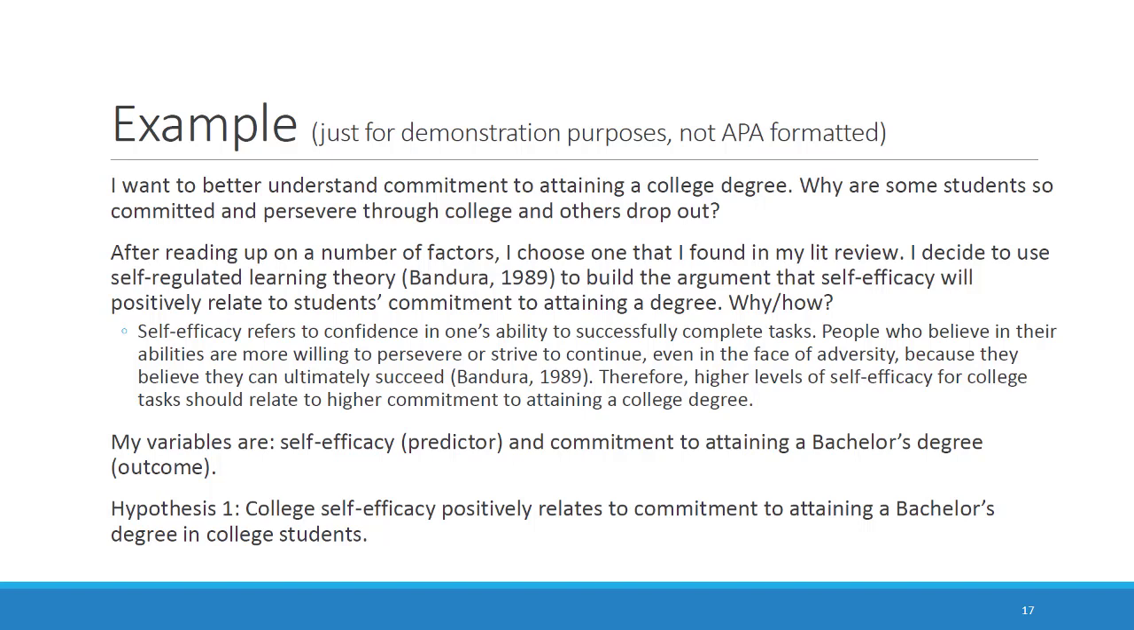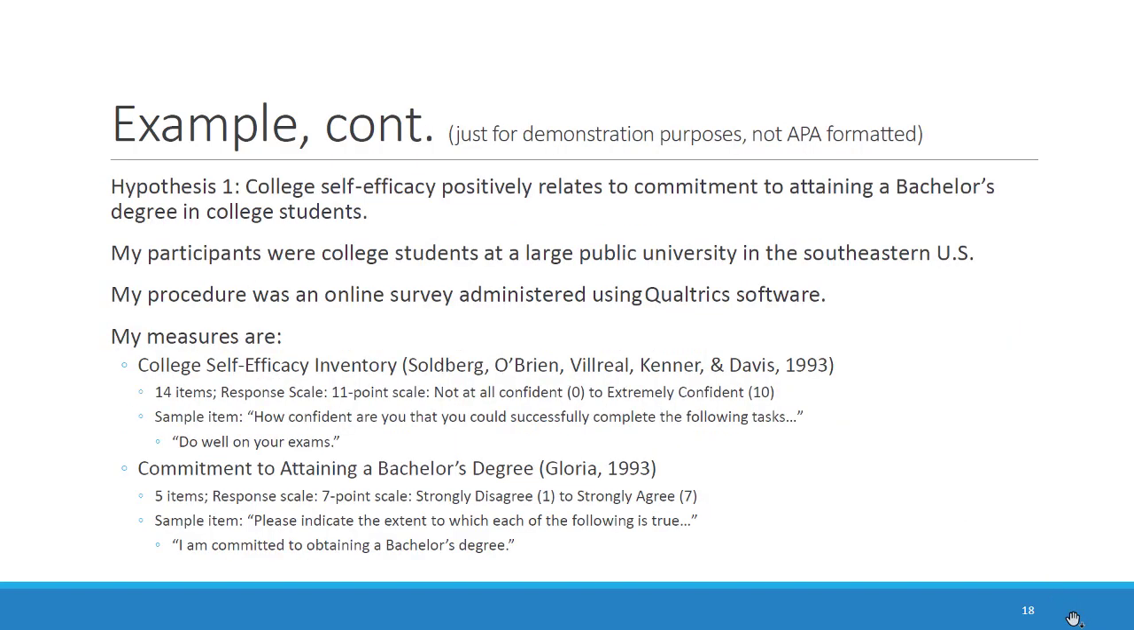In this case, my variables are self-efficacy, which is a predictor, and commitment to attaining a bachelor's degree, which is my outcome. My hypothesis 1 is that college self-efficacy positively relates to commitment to attaining a bachelor's degree in college students. Continuing on with this example, my participants were college students at a large public university in the southeastern U.S., and my procedure was an online survey administered using Qualtrics software.